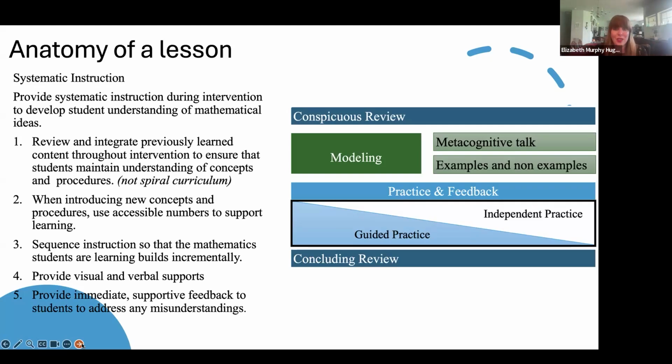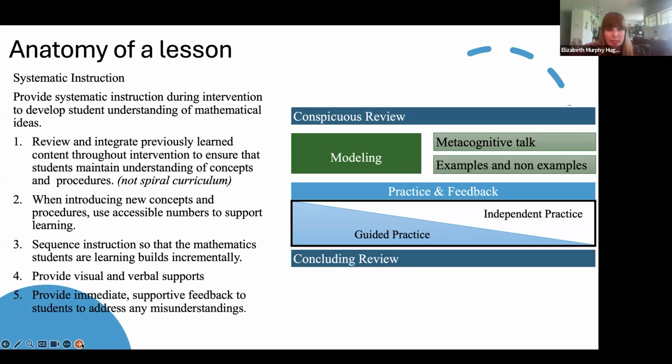One of the things I like to do is have a small group. After I'm done with my modeling and whole class instruction, students that are ready for independent practice can do independent practice. Students who want some peer practice can work with a partner. And then I usually work with a smaller group where I'm able to monitor the instruction a bit more, monitor what they say, and provide more direct feedback. So this is an overview of an explicit systematic lesson.